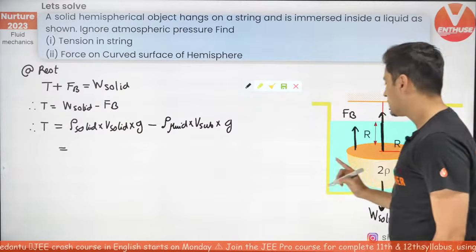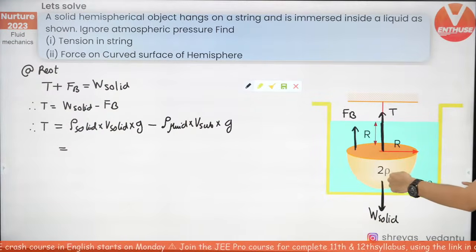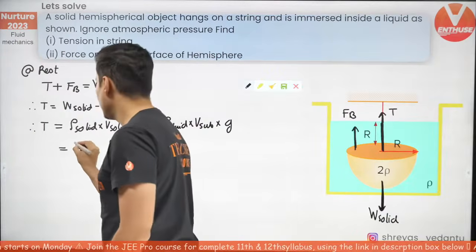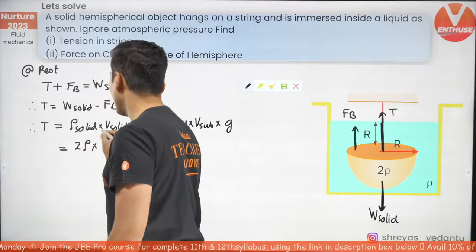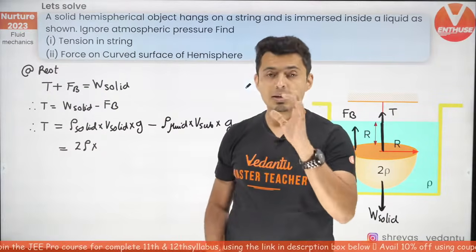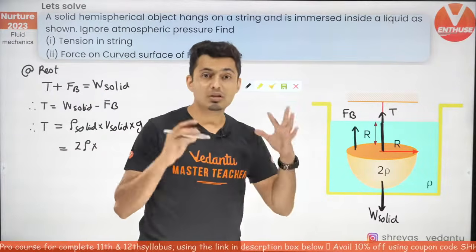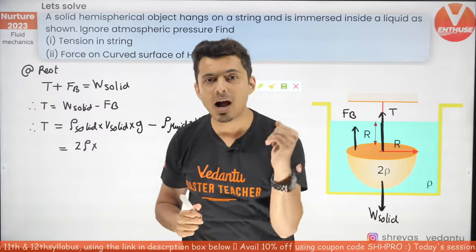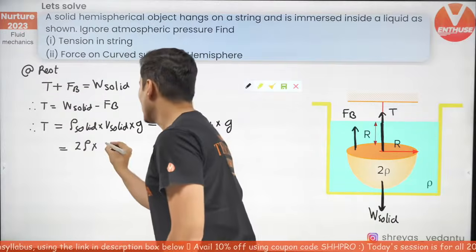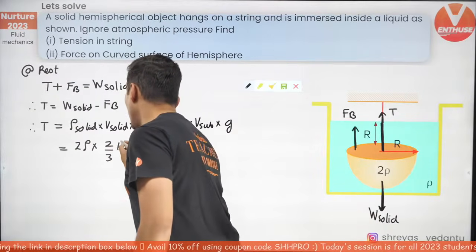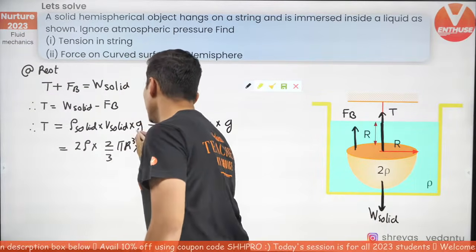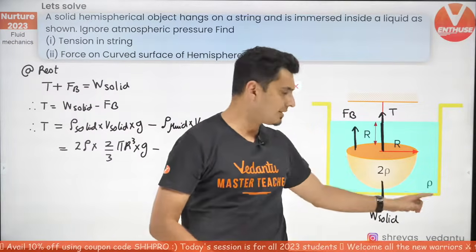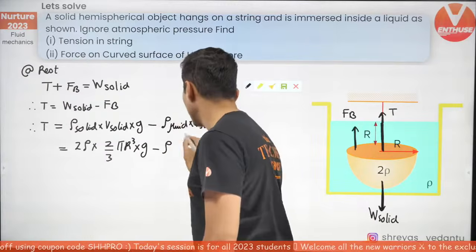What is the density of the solid? The density of the solid is given to be 2 rho. Density of fluid is rho. So density of solid, that is 2 rho, into volume of the solid. Solid is nothing but a hemisphere. Sphere's volume is 4 by 3 pi r cube. Hemisphere's is half of that. So it will be 2 by 3 pi r cube into g, minus density of fluid. It is mentioned as rho. So just put rho over here.